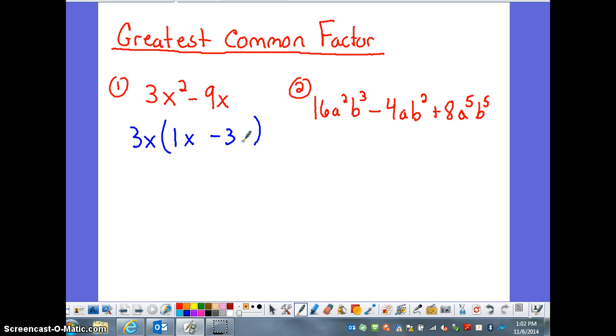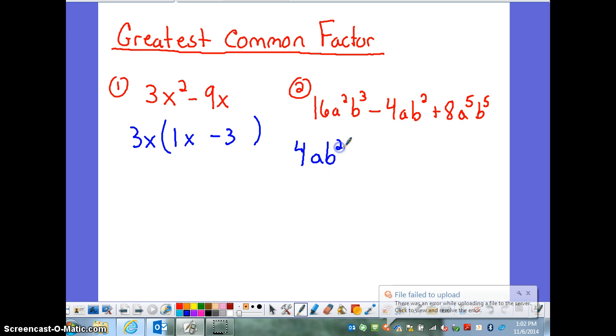Number 2, same idea. 16, 4, and 8. There's 3 different sections we're looking at here. 16, 4, and 8, I can take out a 4. That's for the numbers. Now I have to look at the letters. So I have A's and B's. A's, I have 2, 1, and 5. So I can definitely take 1 from each. I only take 1 because this one only has 1. B's, I have 3, 2, and 5. So I can take 2 B's because this one only has 2. So that's what I'm going to take out.